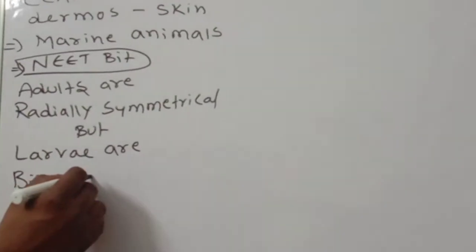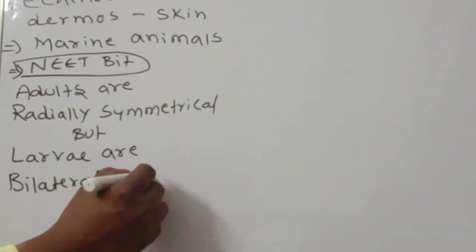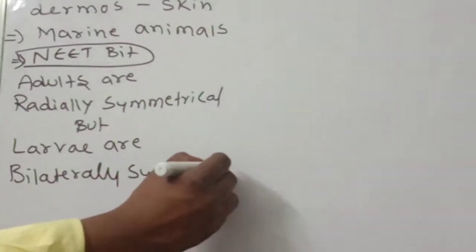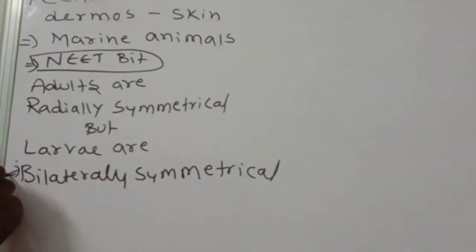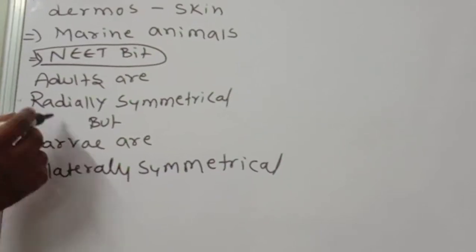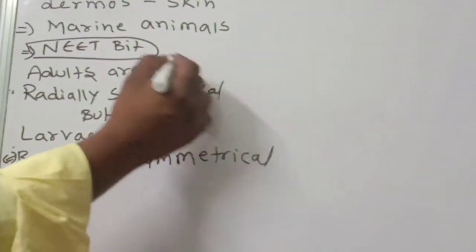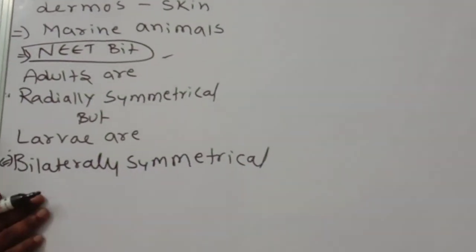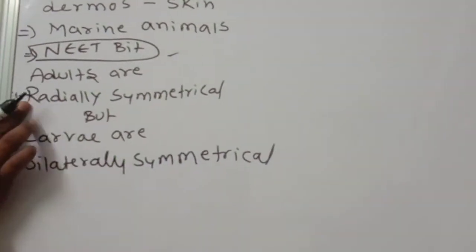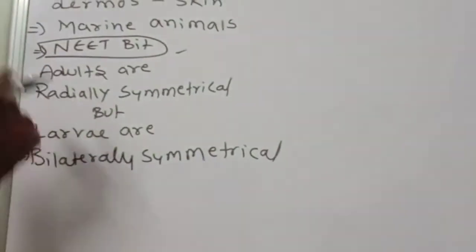So do you understand or not? Bilaterally symmetrical. What is the meaning of this? The larval form is bilaterally symmetrical, but when it comes to the adult, it shows radial symmetry. That's why it is a neat bit. Which phylum has larvae that are bilaterally symmetrical and adults that are radially symmetrical? When they ask, the answer is echinoderms.